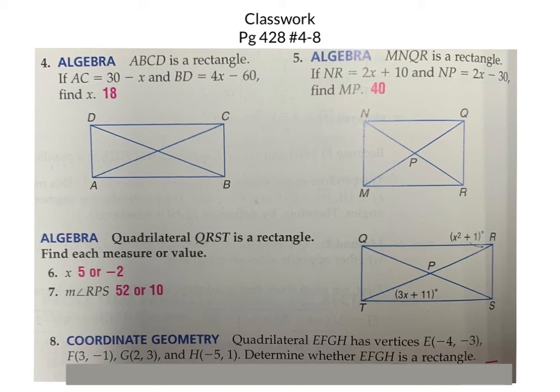So we know that this is congruent to that because they're alternate interior angles, right? And so we're going to say 3x plus 11 equals x squared plus 1. We will subtract these over, and we'll get 0 equals x squared minus 3x minus 10. Factors of negative 10 that give you negative 3 are going to be x minus 5, x plus 2. When you set those equal to 0, you'll get positive 5 or negative 2. Solve for x, you need to plug it back in.